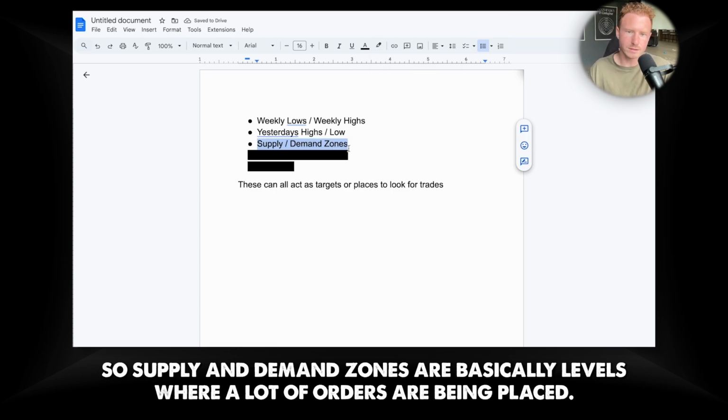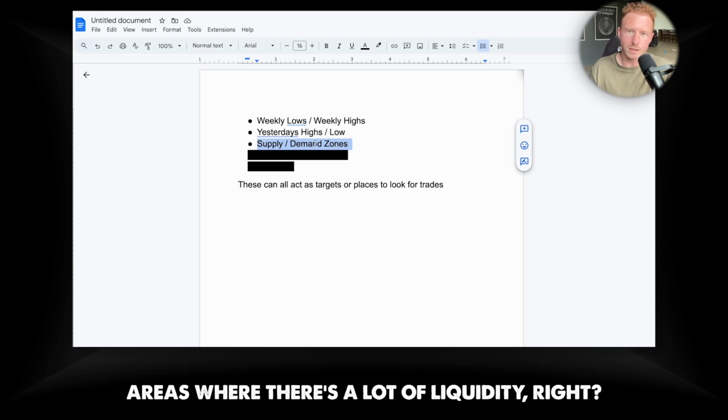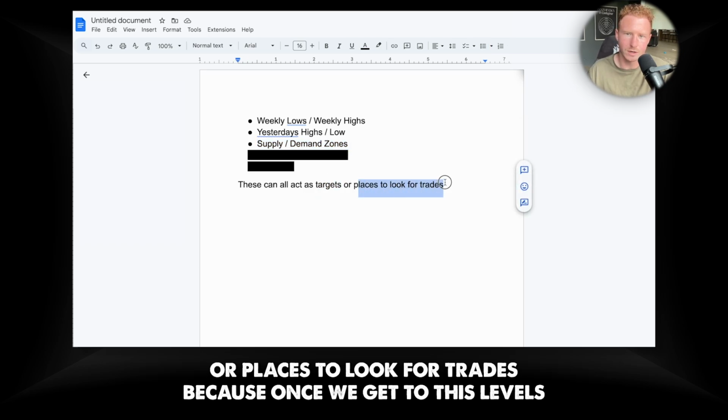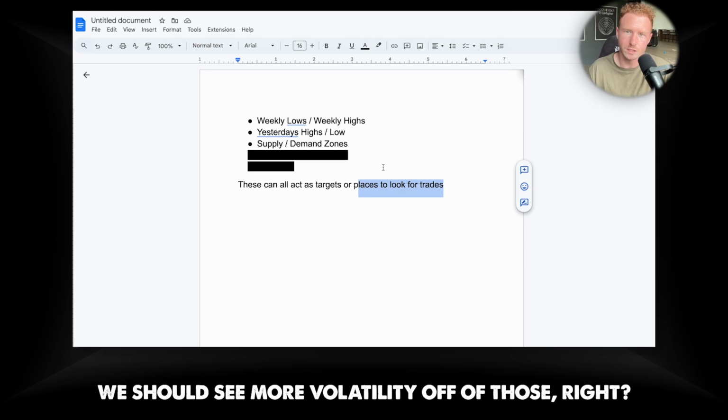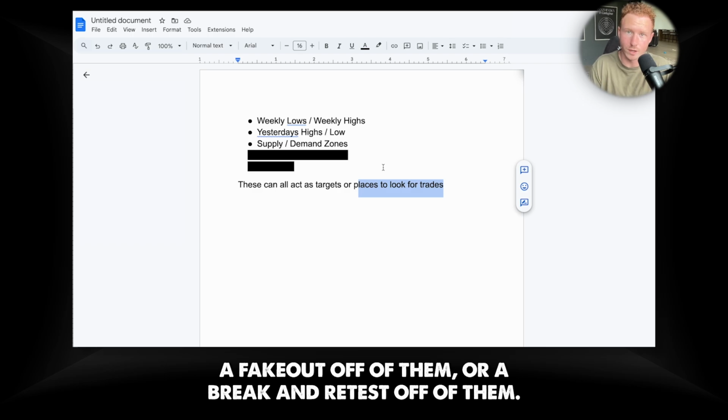Supply and demand zones are basically levels where a lot of orders are being placed and we got a really aggressive buying or selling off of those levels. Areas where there's a lot of liquidity, right? Price will naturally trade towards those, which is why we can use them as targets or places to look for trades, because once we get to those levels, we should see more volatility off of those, right? Whether it's a reversal off of them, a fake out off of them, or a break and retest off of them.